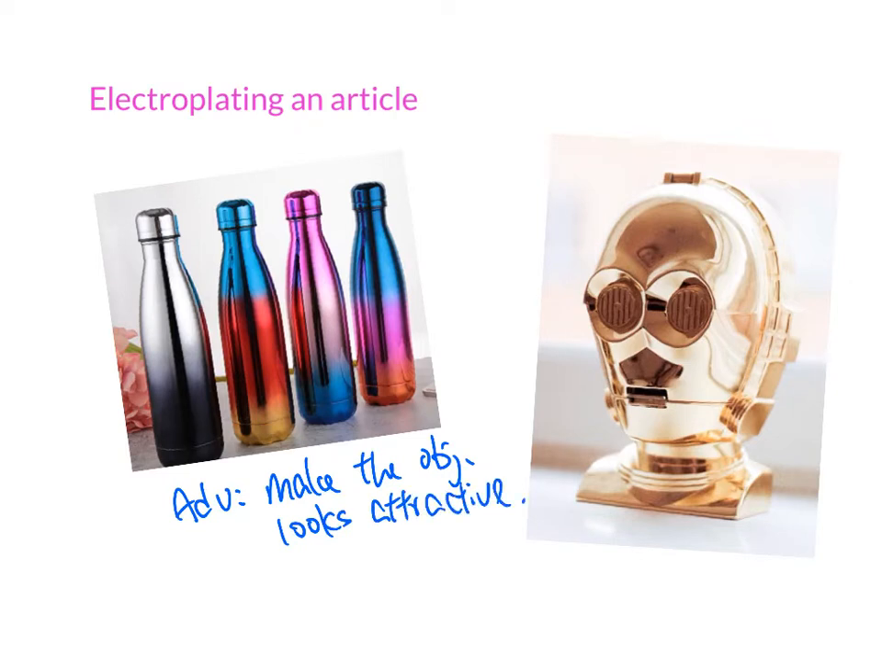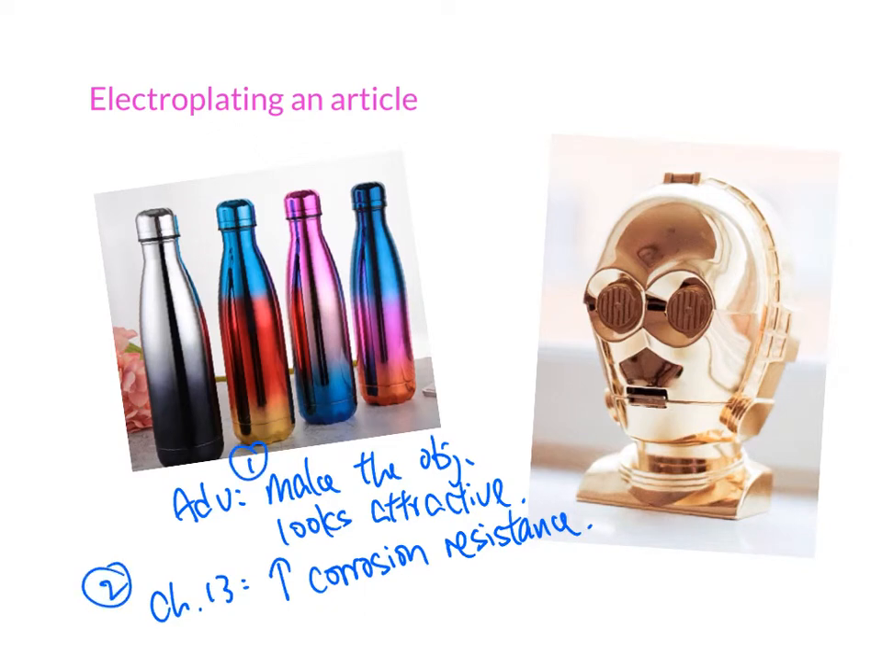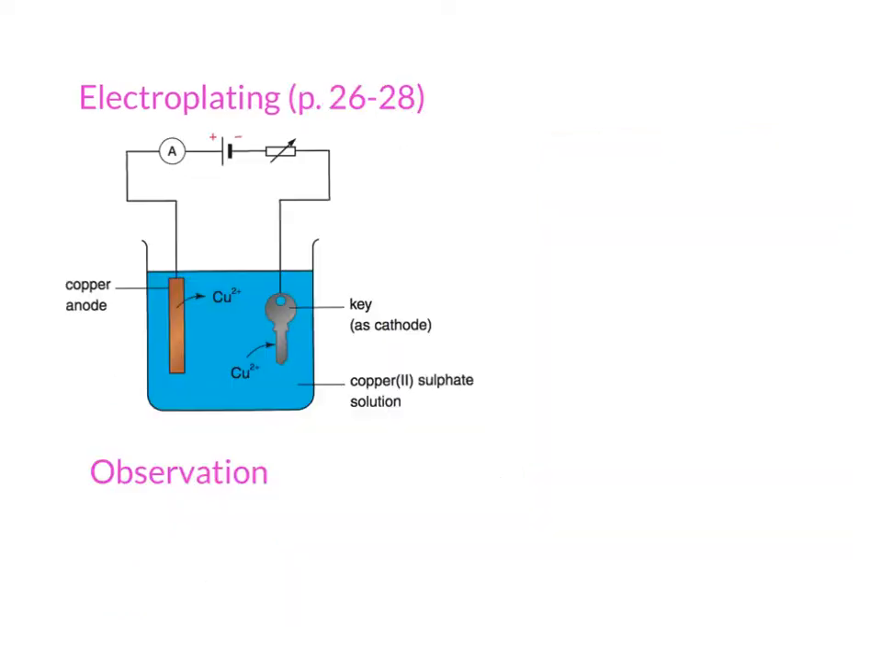Other than that, you should remember in chapter 13, the word electroplating also came up already. That one you have to remember: we can increase the corrosion resistance of the objects. So these are some of the advantages. We can make it look better, and you can increase the corrosion resistance. So how can we do it? You can refer to the textbook pages 26 to 28, the electroplating.